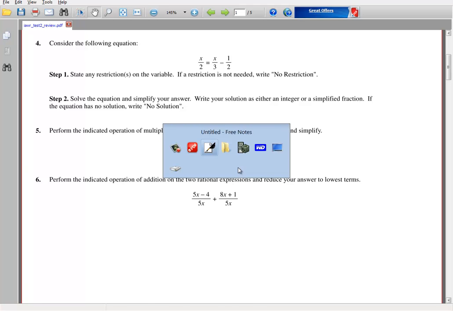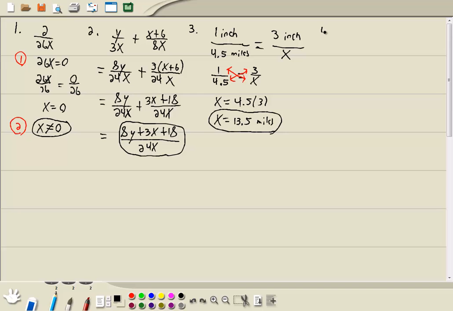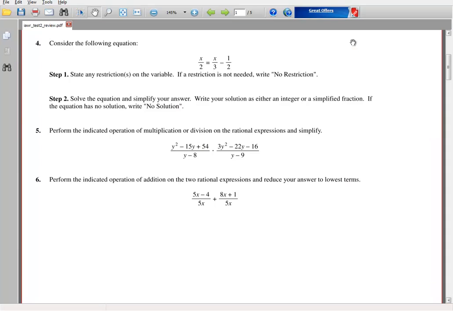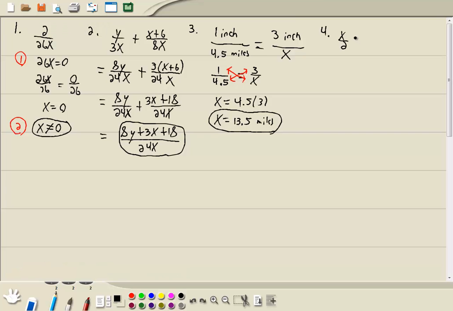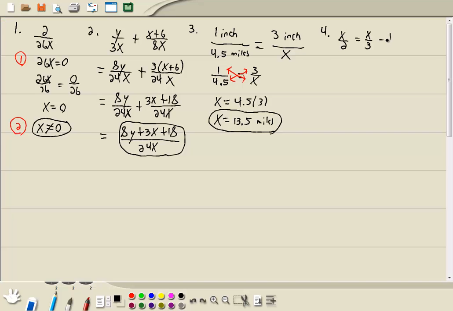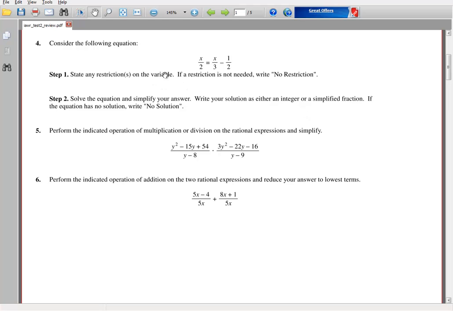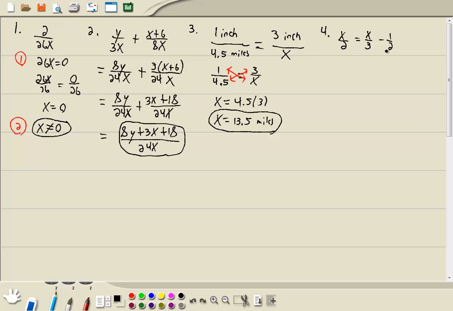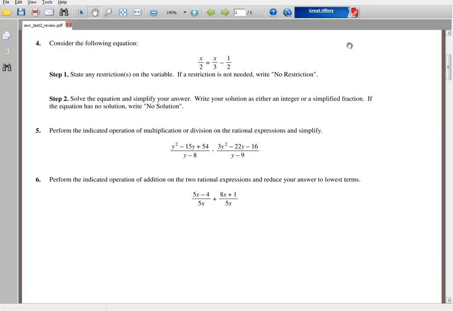Okay. Number 4. I got x over 2 equals x over 3 minus 1/2. Set restrictions on the variable, then solve it. Well, I don't have any variables in the denominator, so there are no restrictions on the variable. So let's just go through and solve this. You could say it's a rational equation. A rational equation basically means you have an equation and you have a fraction in there.